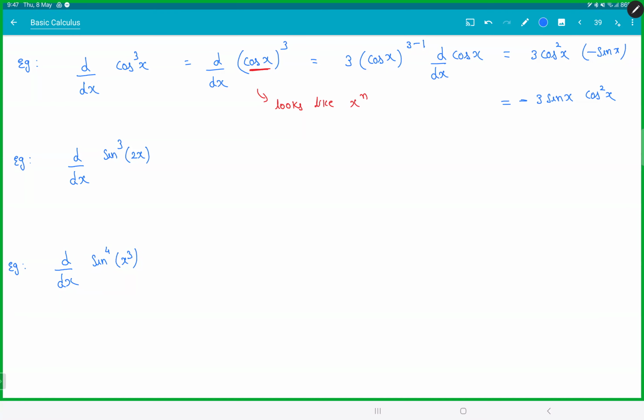What about the second one? Sine cube 2x. Try it. I'll give 30 seconds and I'll show you the second example. You have to keep differentiating till you get dx by dx.